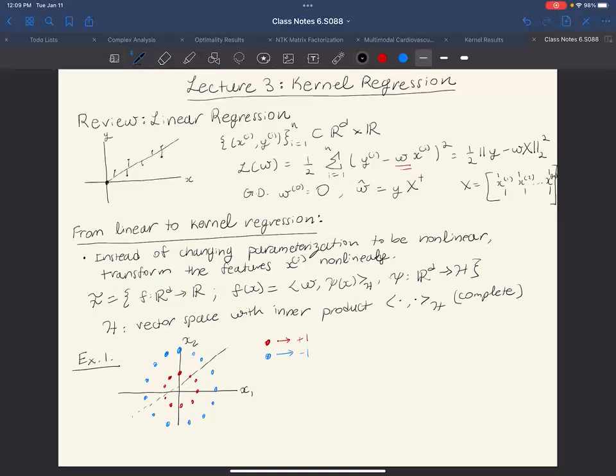On the other hand, what I can do is exactly what I said with a feature map. I'm going to apply a feature map psi, and psi is just going to introduce some information about the radius of the circle that these points lie on. How do I do that? I'm just going to keep x1 and x2 as the first two features, and in the last feature, I'm going to write the square root of x1 squared plus x2 squared.